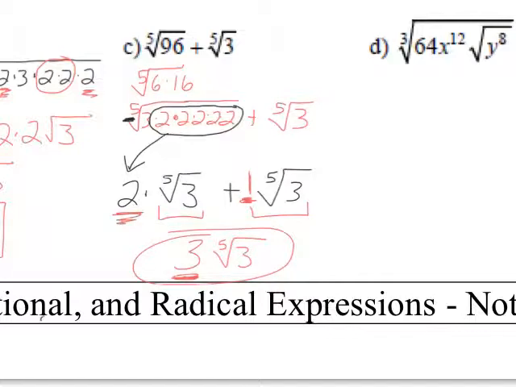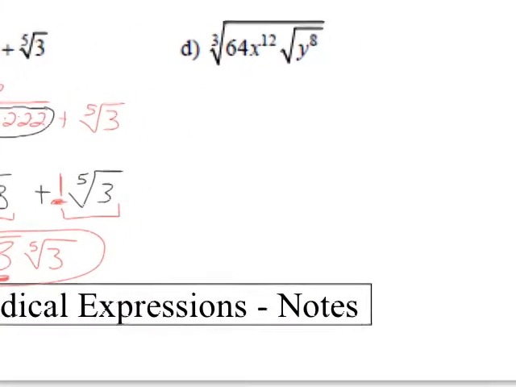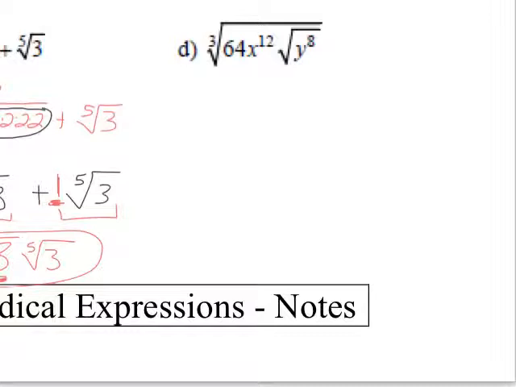And moving over to part D, this looks like we might have something that looks very ugly. Let's see if we can simplify this down. So let's start by getting rid of the radical symbols. So first off, we have 64x to the 12th, y to the 8 halves, and this is all raised to 1/3.